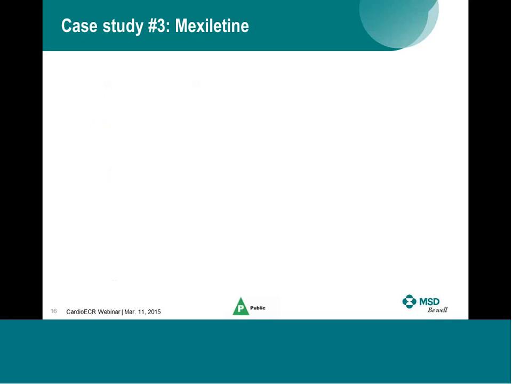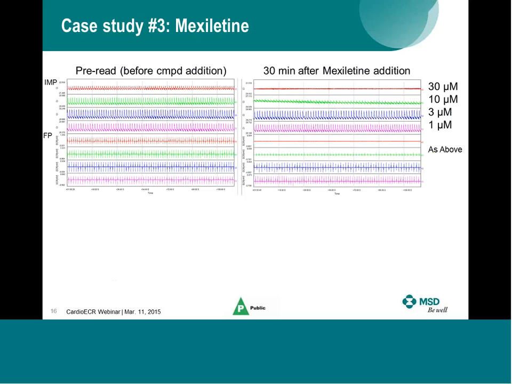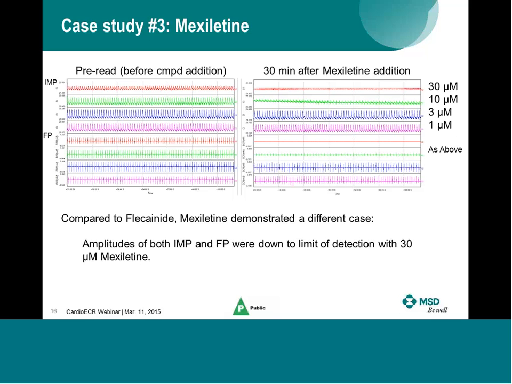Next, we study mechanistic. So this is the control, and then 30 minutes later after compound addition. And we test 1, 3, 10, and 30 micromole. So compared to flattening, mechanistic demonstrates a different case. The amplitude of both impedance and field potential was down to the limit of detection with 30 micromole mechanistic. So this effect we interpreted as the cells stop beating at that concentration.